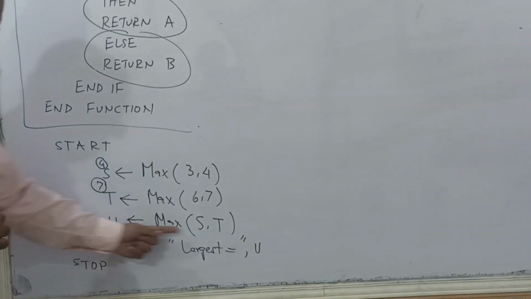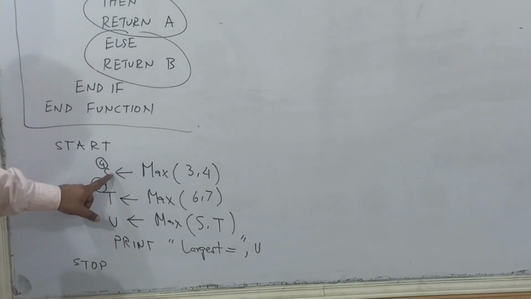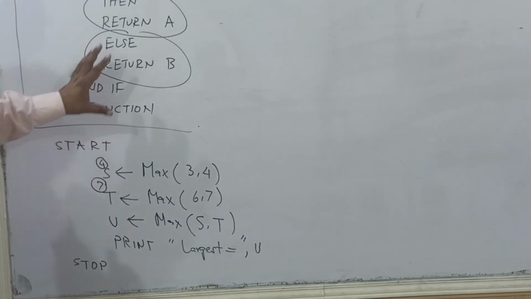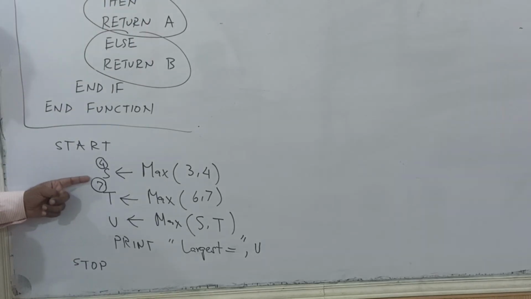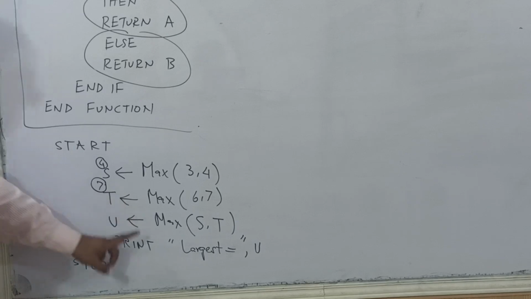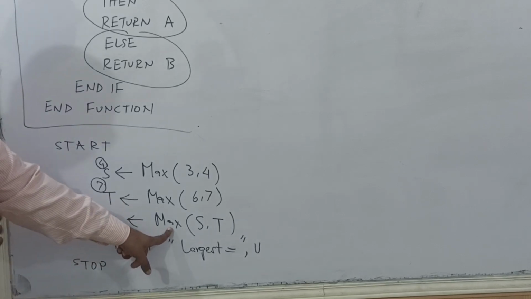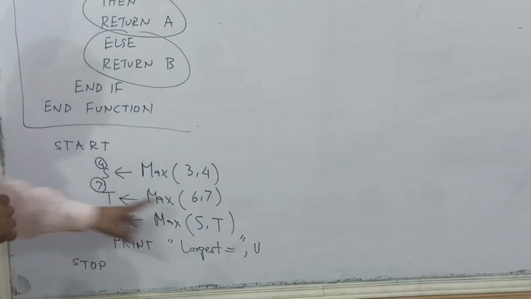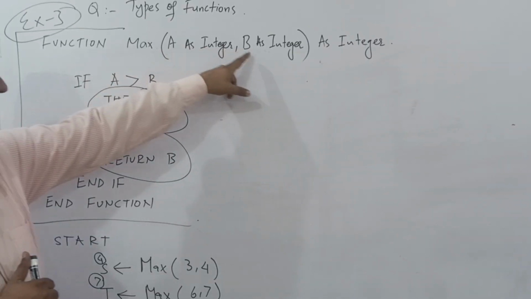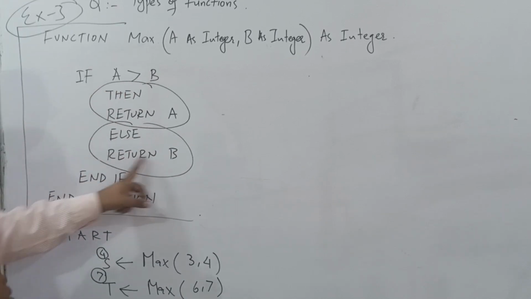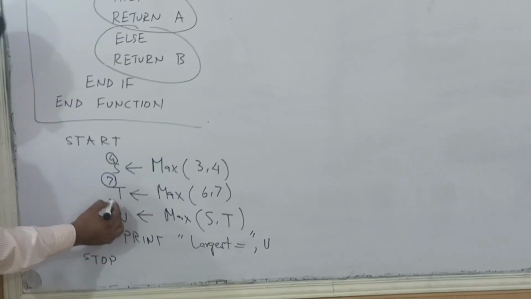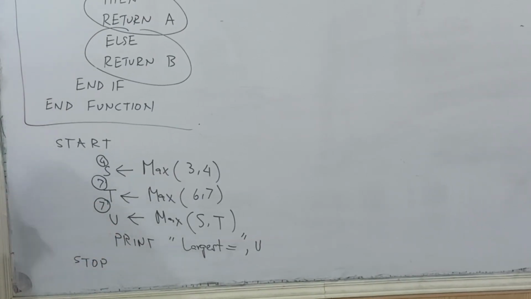Now this is the reusing line. The S and T have the two answers coming from the function. I will use them again to find the maximum of these two answers. So I use max and I send this S and T. Again, the 4 will be A and 7 will be the B. 4 is greater than 7, no, it will go into else and it will return 7. So the 7 will come back and 7 will be stored in the U now.